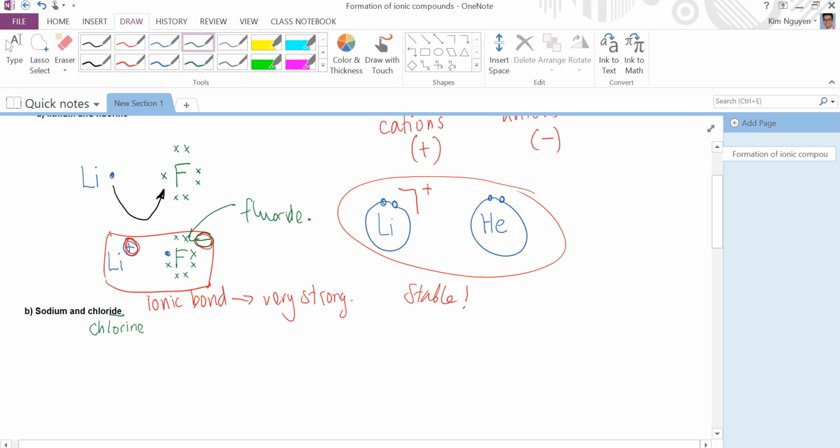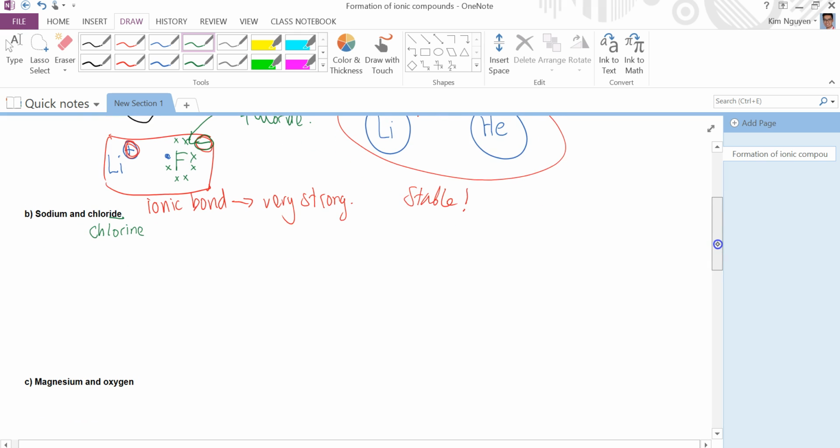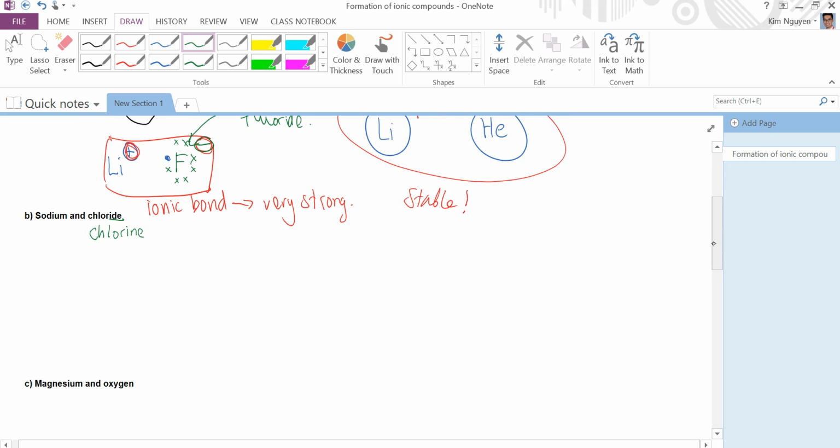Okay, now I want you guys to have a go with sodium and chlorine. Just pause the video if you want some time to do this, but I'll work through it very quickly. So sodium, same as in group 1, has 1 electron in its outer shell. Chlorine, oops, I'll draw crosses, has 7 electrons in its outermost shell. Sodium will transfer 1 electron, which gives us a sodium ion and a chloride anion.